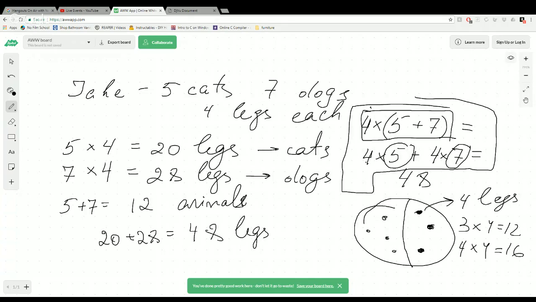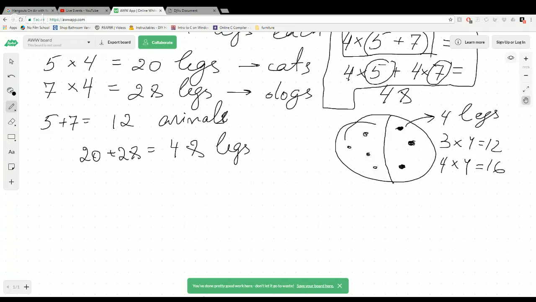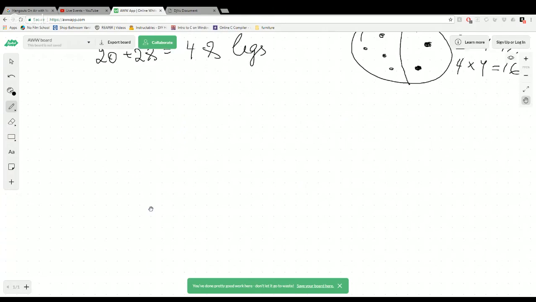All right, let's go to the next example here. Let me just quickly check something. Yeah, we're there. Okay, next example.